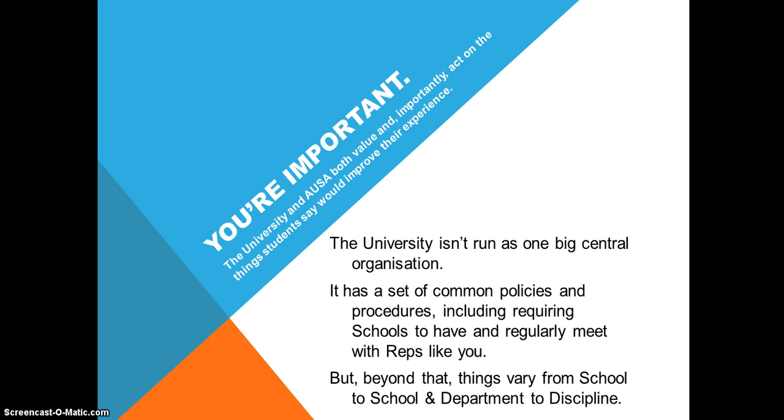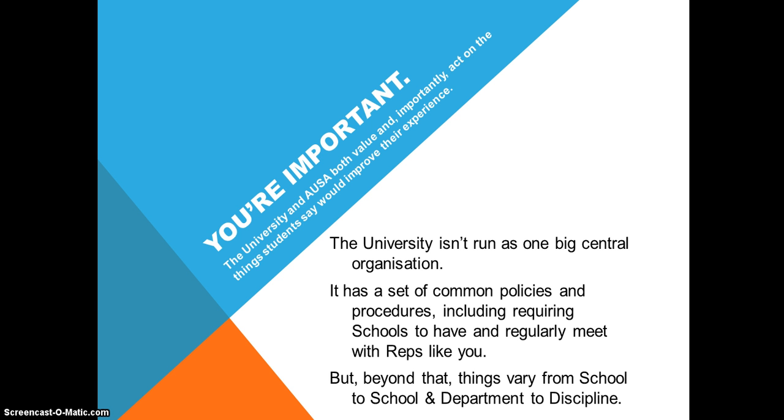So the next thing you need to understand is that as a rep, you're important. The university and AUSA, that's the Student Association, both value and importantly act on the things that students say would improve their experiences. And you need to understand the university is not run as one big central organization. They're not quite run like a company, in the way that things are very top down. A direction is set at the top via common policies and procedures. And one of those things is requiring the schools to have and regularly meet with reps like you, but the schools would probably do some of that anyway.